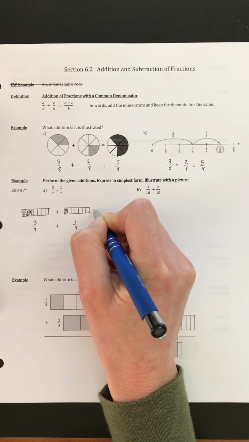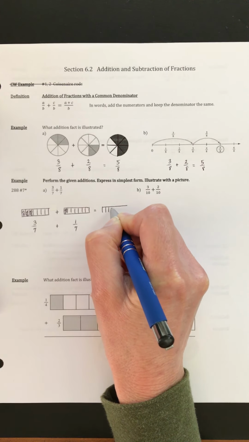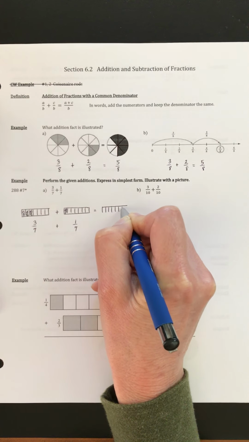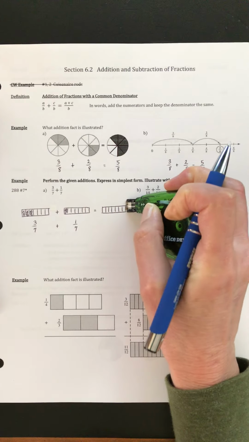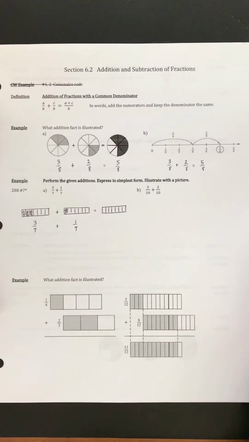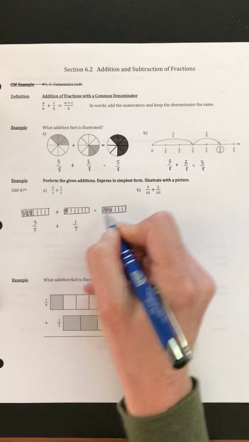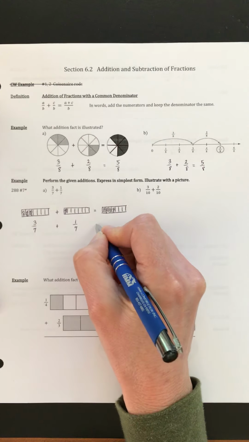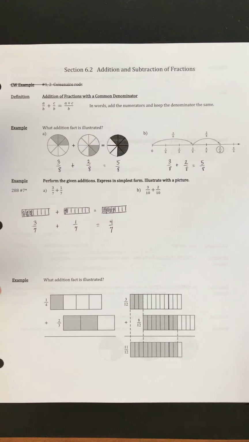What's that going to equal? Well, let's do another box. 1, 2, 3, 4, 5, 6, 7. Let's get rid of that. Okay, so 1, 2, 3 that we got from here, and then 1 more. So that shows that it's 4/7. Okay, so that's one way to do it.